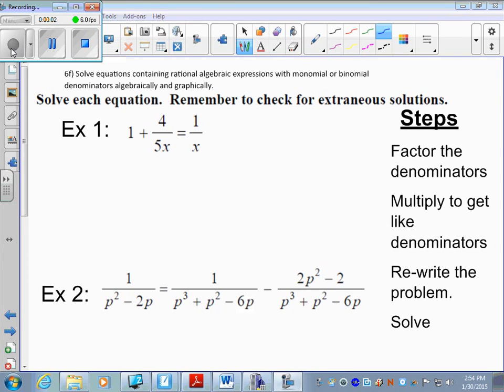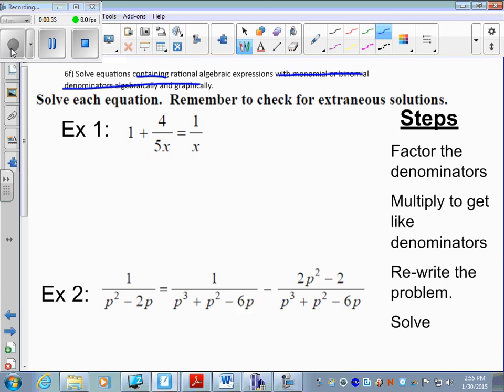Hello, young lads. Welcome to 6F, which is solving equations containing rational algebraic expressions with monomial or binomial denominators algebraically and graphically. Well, all it is, is solving rational equations. So you can pretty much solve rational equations. You don't have to worry about all this other stuff. Just solving equations that are rational fractions. I'm going to jump right into it.